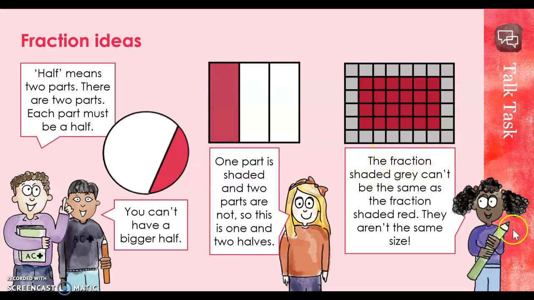Here we go again. For this girl here, she's saying the fraction shaded grey can't be the same because they aren't the same size. Well done if you worked out that what you need to do is count the squares. So a quick bit of maths will tell me this array here is 4 multiplied by 6, so 24.